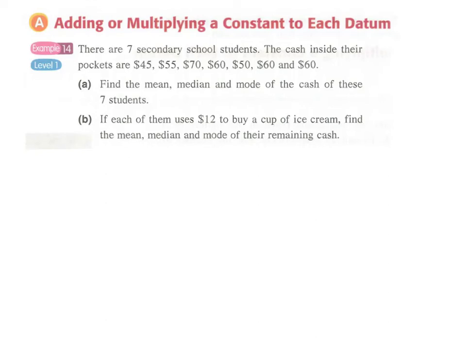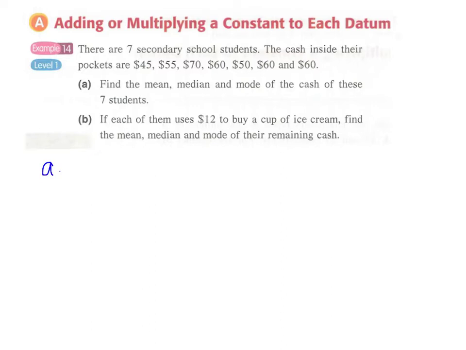Hello students, today we are going to talk about a new topic on adding or multiplying a number to a set of data. Let's say, for example, we have 7 students and each of them has some cash in their pockets. And we have to find the mean, median, and mode of the cash of these students.